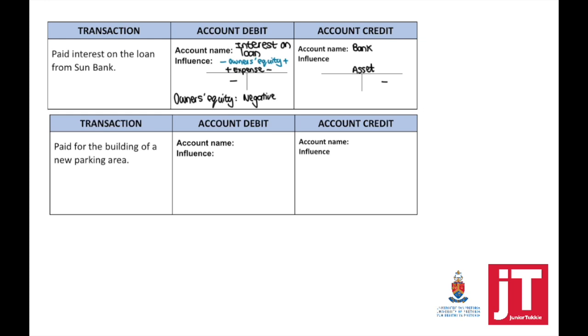Paid for part of the building of a new parking area. So we've now built a new parking area. So when we build any additions to our properties, this will be shown as land and buildings. It will increase our assets. Money was paid from our bank account. It means that bank will be credited. Land and buildings and bank is regarded as an asset. And to be more specific, land and buildings is a non-current asset, bank is regarded as a current asset. It means it will increase and decrease our assets.